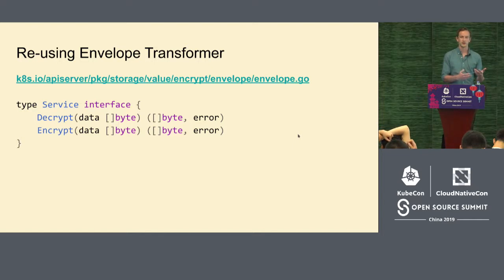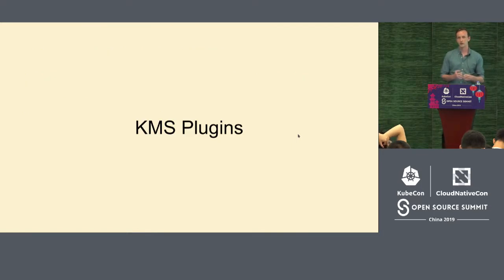sort of hide this third-party code outside of the tree somewhere. For that, there exist KMS plugins. The idea behind KMS plugins is that they are lightweight proxies, local proxies on the master, that expose a standardized interface that kube-apiserver knows how to talk to. And then they proxy those requests to the KMS provider using whatever protocol that provider happens to be using.